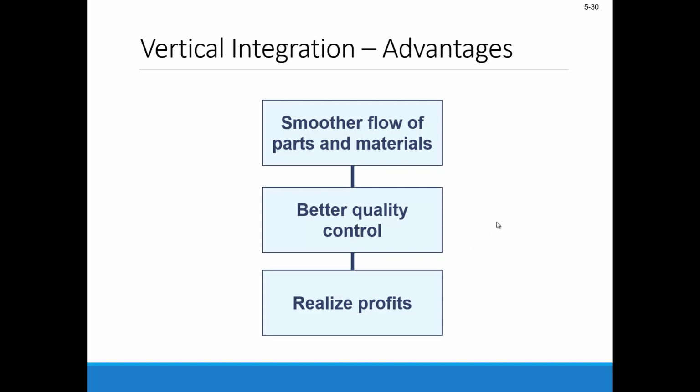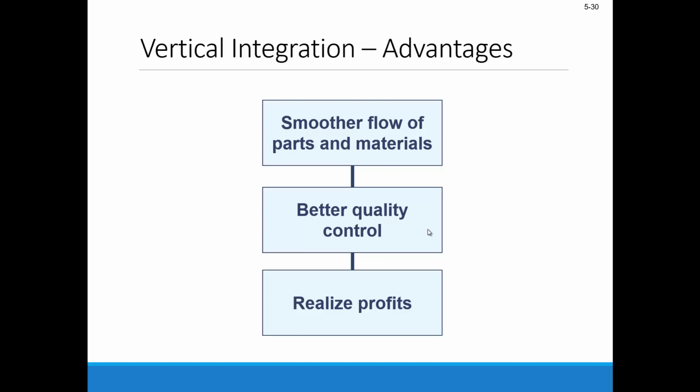Some potential advantages of vertical integration are that, again, in theory, we'd have a smoother flow of parts and materials. If we're not relying on someone else to supply certain things, then we should have a better idea of when we can deliver those components, and we should be able to put together a process that carries those materials through our production equipment in a more efficient manner.